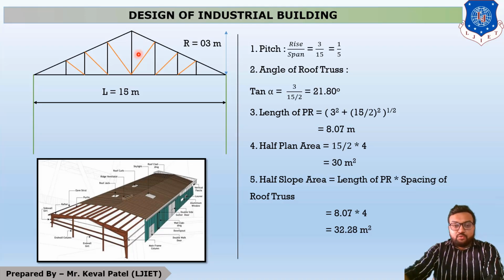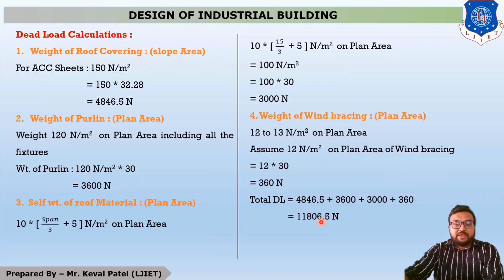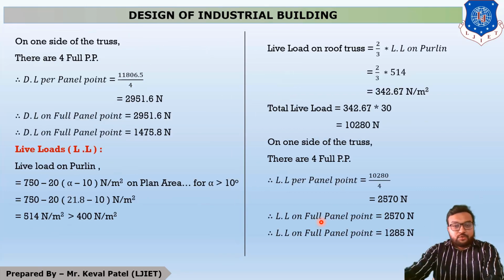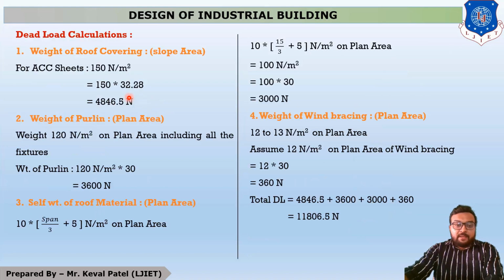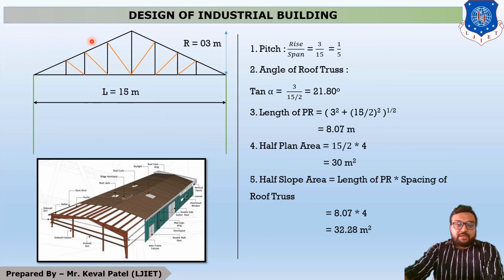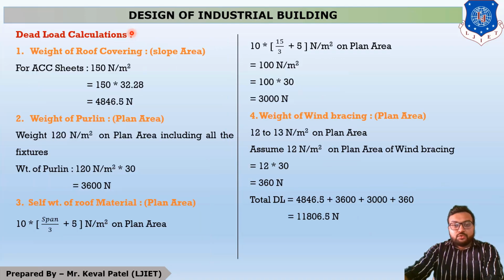Okay, so we have to distribute this 11,806.5 Newton into 4 panel points. So you can see that dead load per panel point is 11,806.5 divided by 4, which is 2951.6. It means these three panel points take 2951.6 while these two take half of the full panel point. Okay. So students, this is the calculation of dead load.